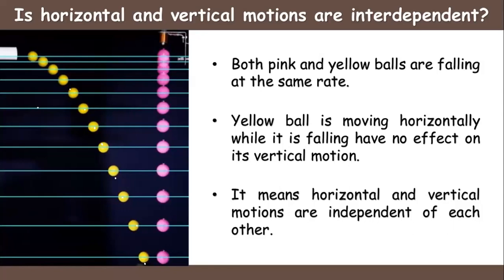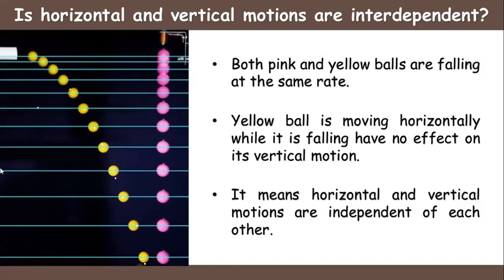Both the pink and yellow balls are falling at the same rate downwards. The yellow ball is moving horizontally while it's falling, which has no effect on the vertical motion. Horizontal and vertical motions are independent from each other, right? You guys can draw this diagram. Sometimes they give you these diagrams in your exam, sometimes in MCQs, and sometimes they ask you to draw these diagrams.